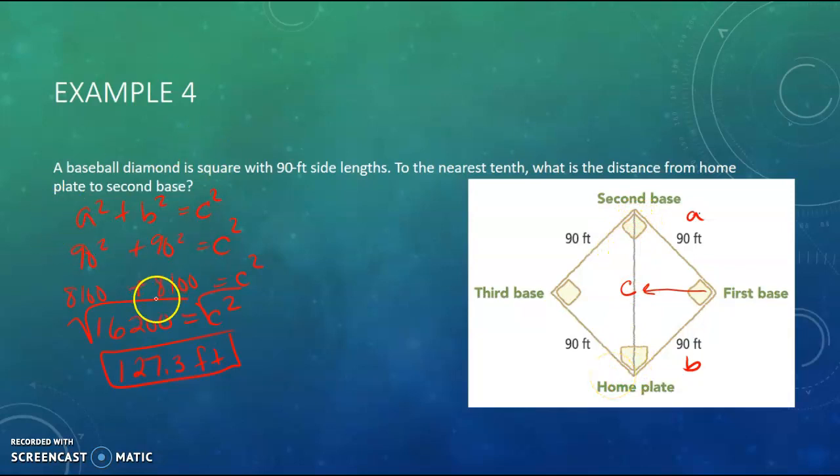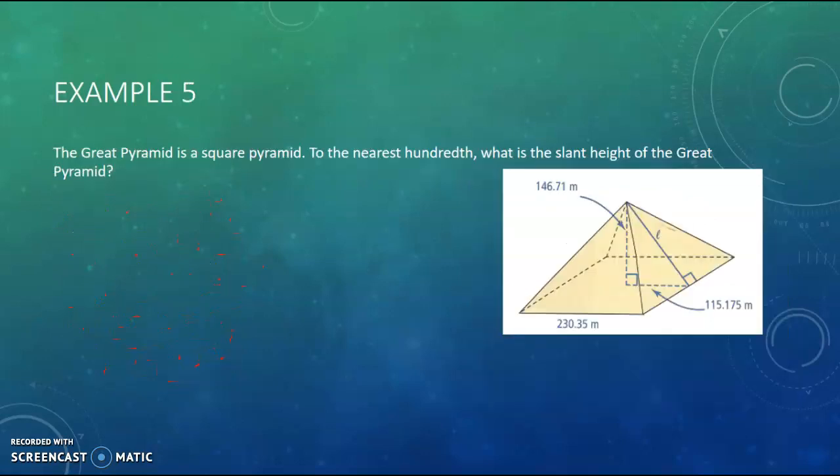Now, I know you're looking at this going, well, why isn't this 90 or 8,100? Because we're taking the square root. If I would have divided by 2, I would have gotten 8,100. But I'm taking the square root of their sum. So that makes a big difference.